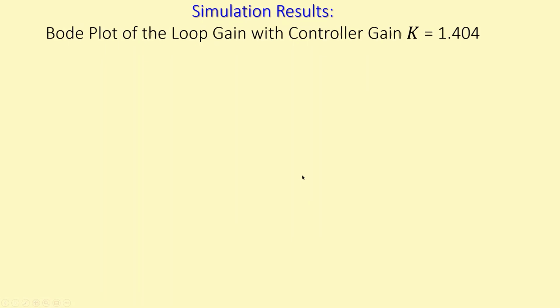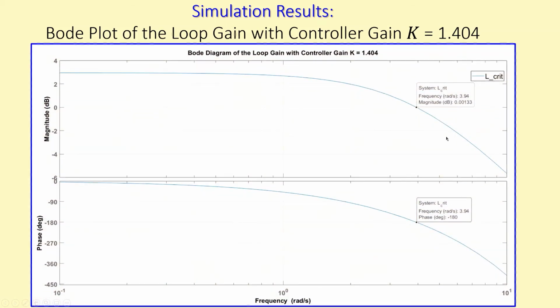Now, if I look at the Bode plot of the loop gain with the controller gain of exactly 1.404, I have the following situation. This is now denoted as L critical. If I look at the phase of minus 180 degrees, I see again the critical frequency of 3.94. But at the same frequency, I see that the magnitude is almost 0, which is the effect of the gain of 1.404. So I see that the edge of instability is shown here in this plot.